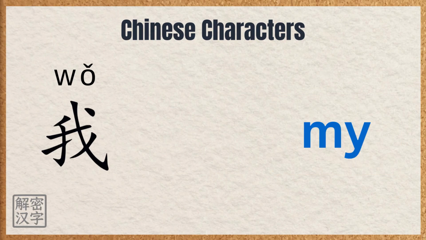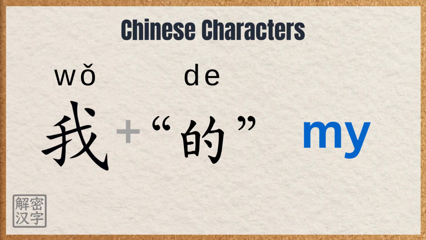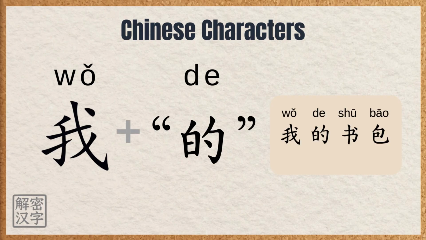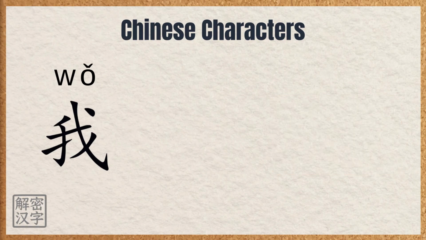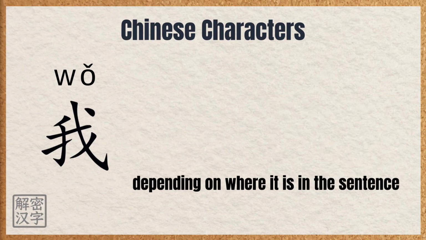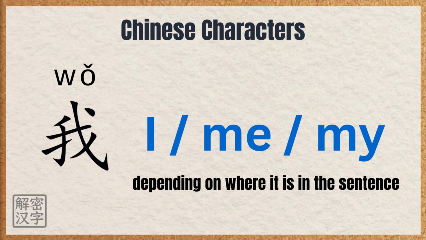And when you want to say my, you usually add 的 after 我. For example, 我的书包 means my school bag. So depending on where it is in the sentence, 我 can mean I, me, or my.